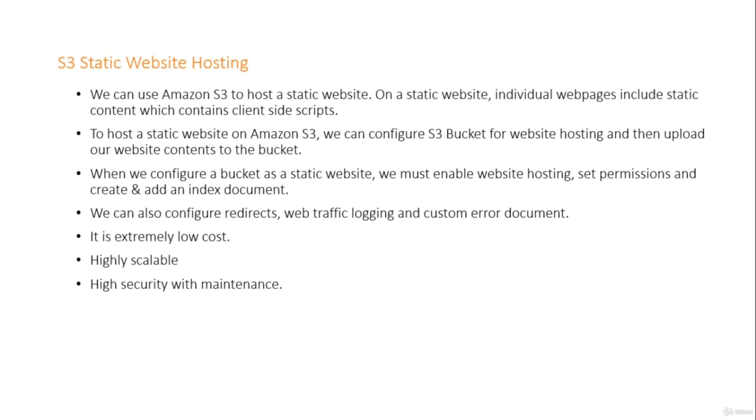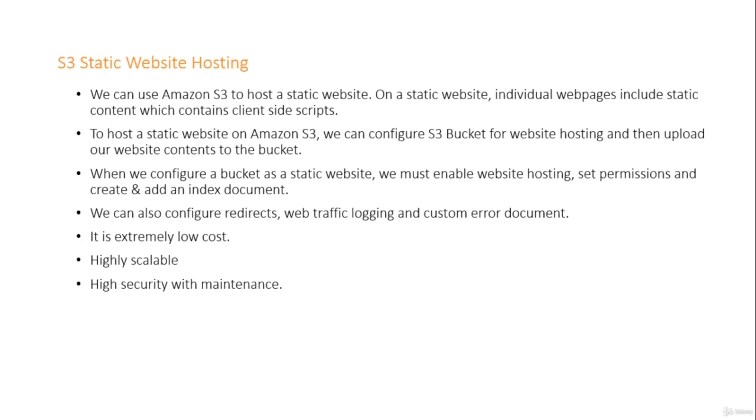To host a static website on Amazon S3, we need to configure the S3 bucket for website hosting and then upload our website contents to this bucket. You will need to enable the static website hosting option for the S3 bucket so that the static content can be served when accessed over the internet with the endpoint URL. We also configure redirects, web traffic logging, and a custom error document with static website hosting.